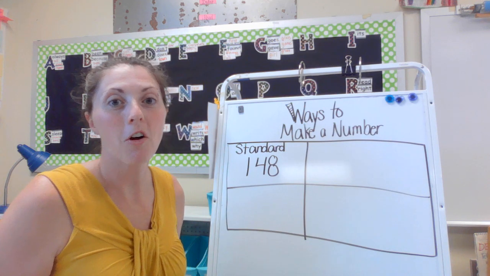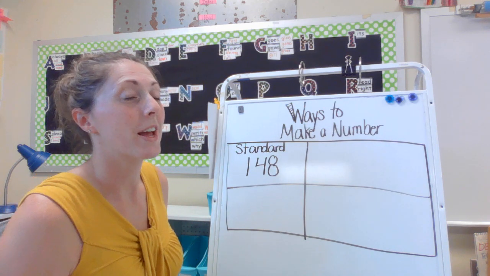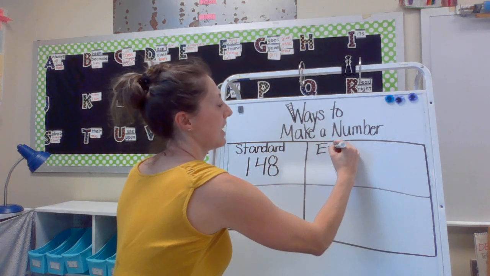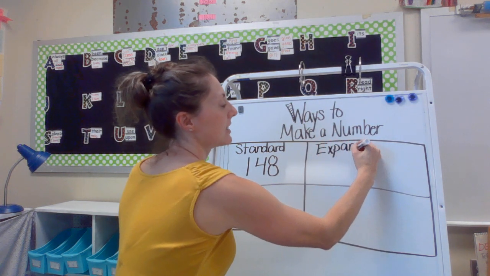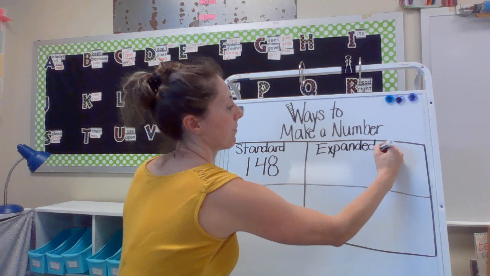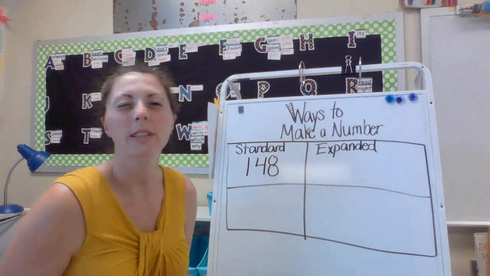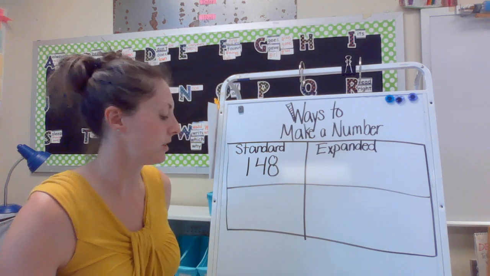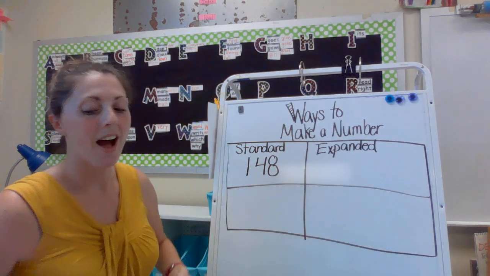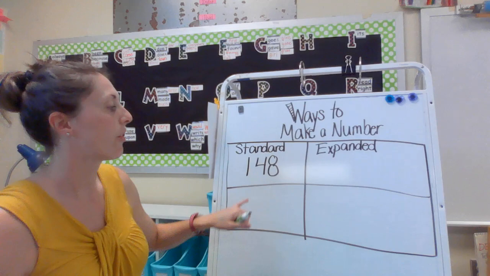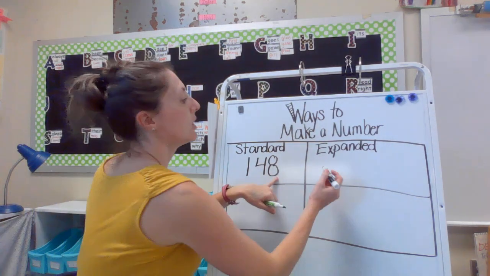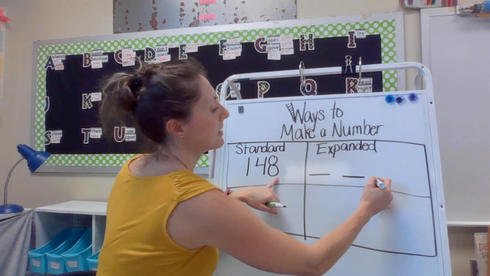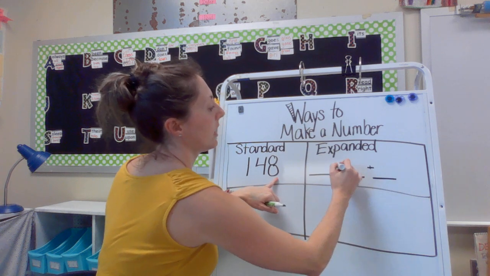Let's do something called expanded form. Yeah, you learned about this last week. Expanded form. You're going to expand the value of each of these numbers. Well, I can see that I have three digits, so I already know I need my three lines to get started.